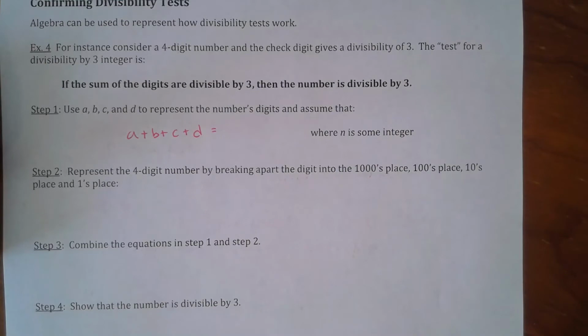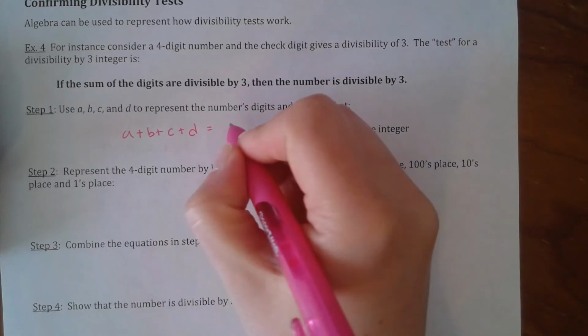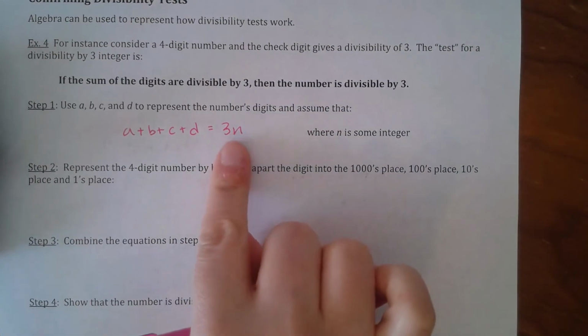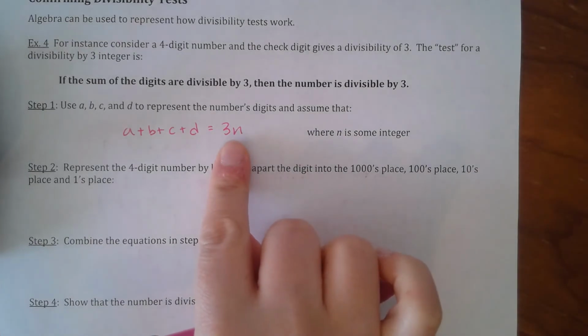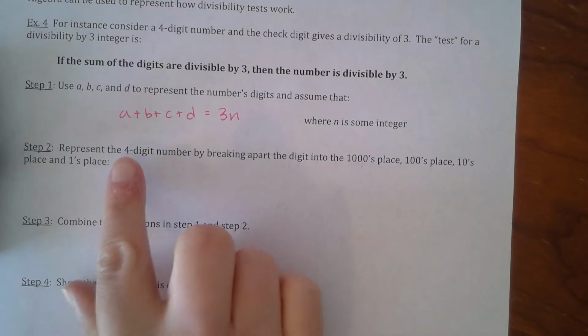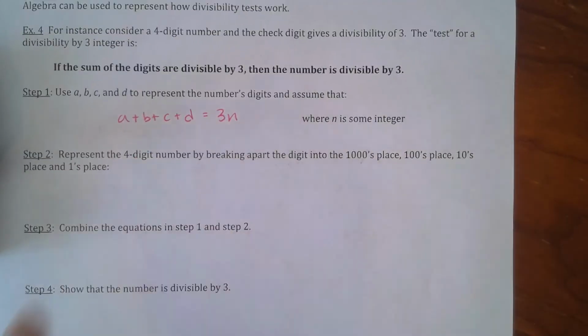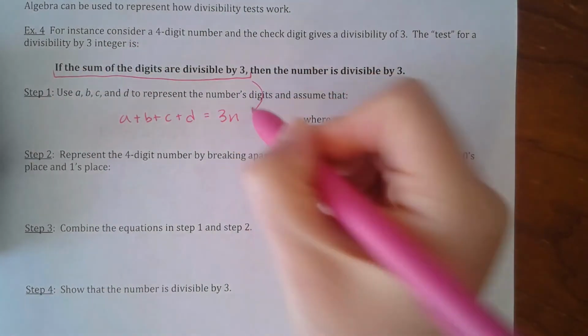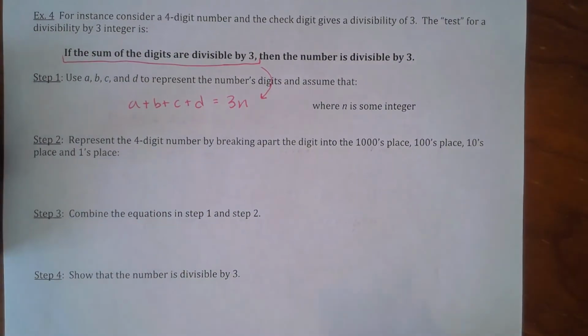And if I know it's divisible by 3, that means, in other words, it's 3 times some number. So n is some integer, I don't know what it is, but if it's divisible by 3, 3n is divisible by 3 because I can divide it by 3 and I still get n, which is some integer. So that's how we set up this first part to show that the sum of the digits is divisible by 3. So this is what we're showing here.